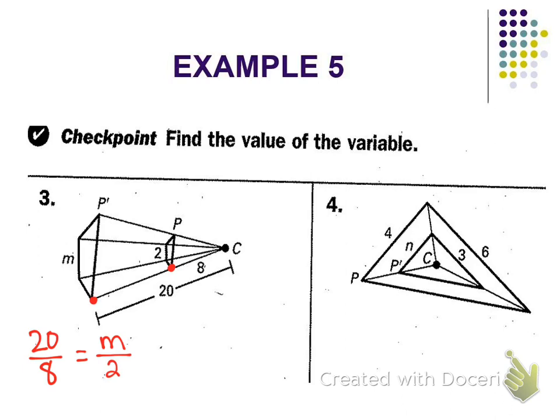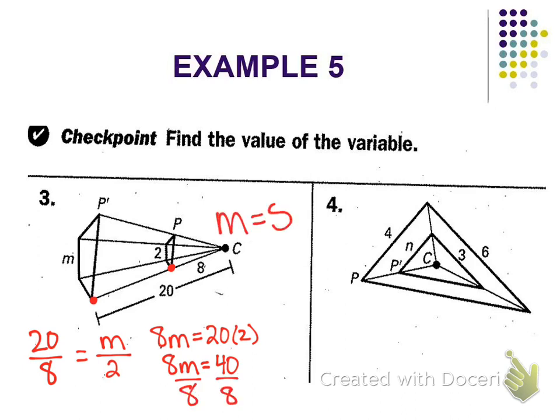Now we just have to cross multiply or solve it somehow. I am a fan of the cross multiplying. We take 8 times m and set that equal to what? 20 times 2. Okay, of course we know 20 times 2 is 40. Last step to get m alone. And we get m equals 5.